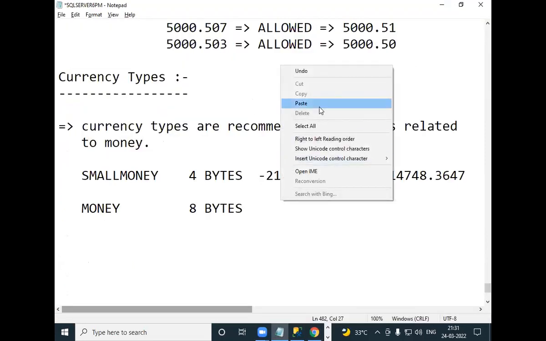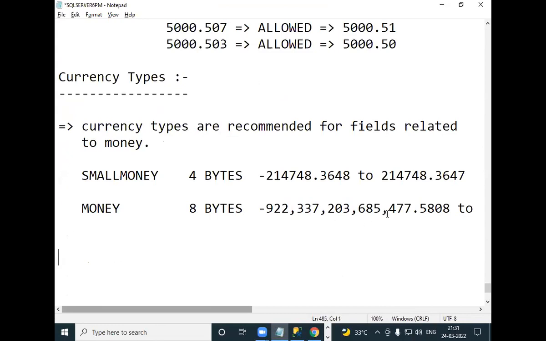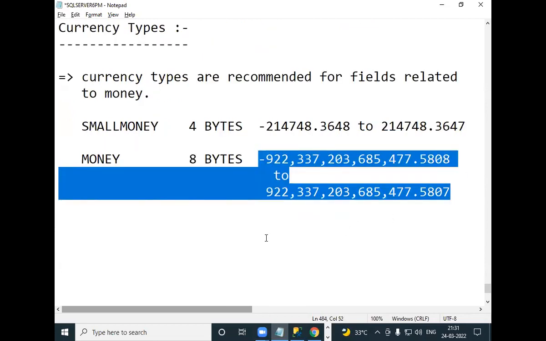Money range is this. This is the money range. This is the small money range. And this is the money range.